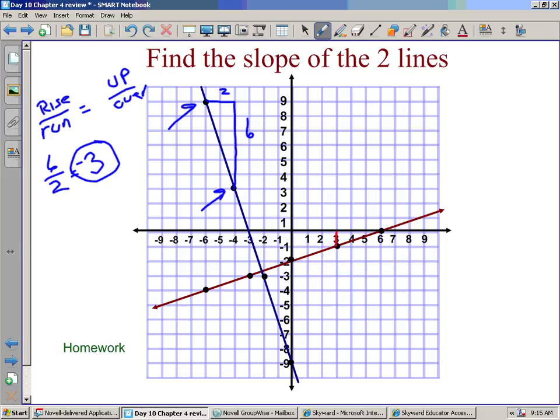Okay, we'll count our red one now, and I'll use these 2 points here. So I'm going to count up 1, only 1, over 1, 2, 3, over 3. So my rise is 1, my run was 3. Can't be reduced, it's in a positive slope, so that slope is 1/3.